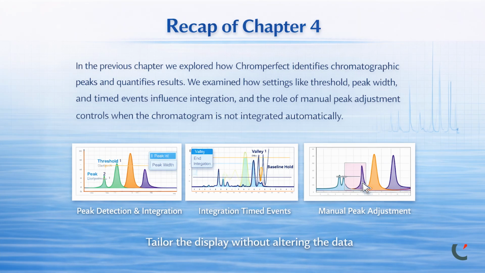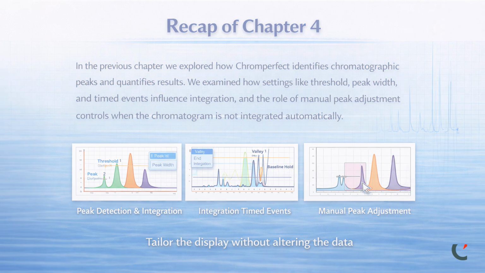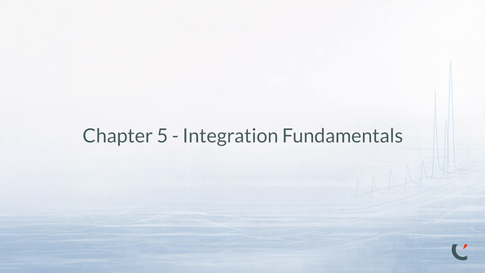In the previous chapter, we explored how Chromperfect controls the visual presentation of chromatograms. We examined the plot properties dialog and learned how labels, colors, drawing elements, fonts, and annotations can be adjusted to customize the way chromatograms are displayed during analysis. These options allow the chromatogram display to be tailored to the needs of the analyst, while leaving the underlying chromatographic data unchanged. We are now starting Chapter 5.